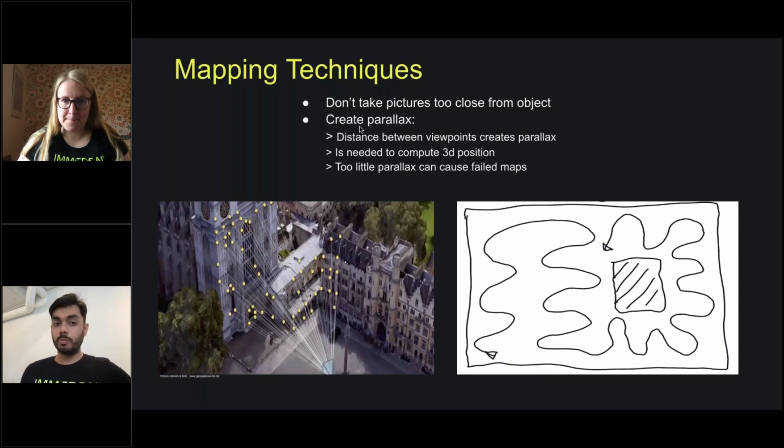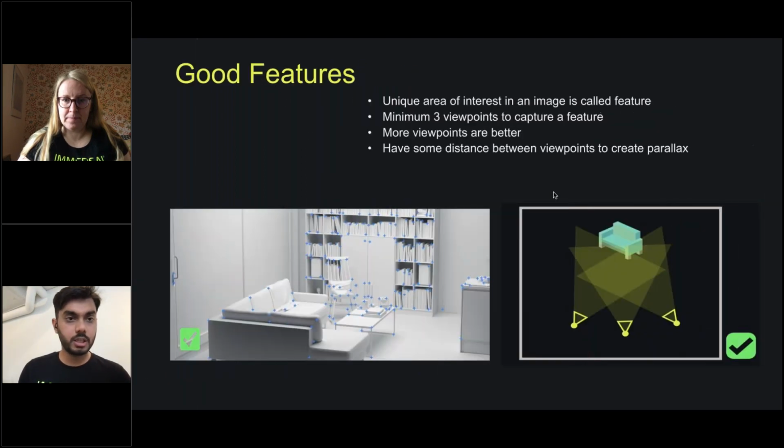Yeah. Because you have to create the parallax. The distance between viewpoints creates the parallax. So that's why you have to not just move forward, but also a little bit right to left. If you're moving, that is fine. Yeah, too little parallax can cause failed maps.